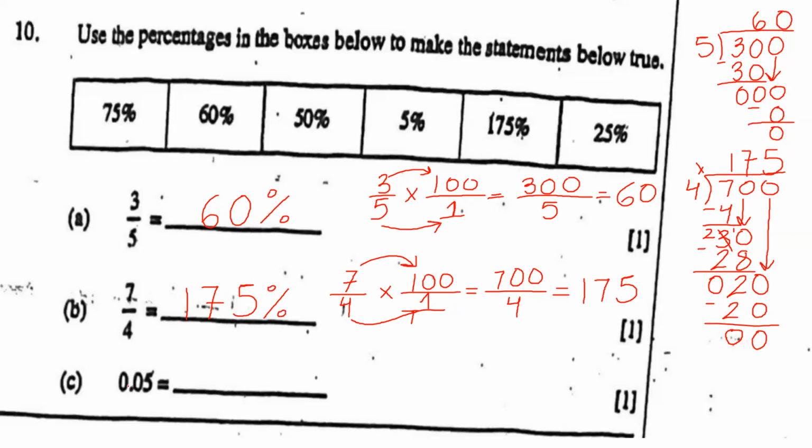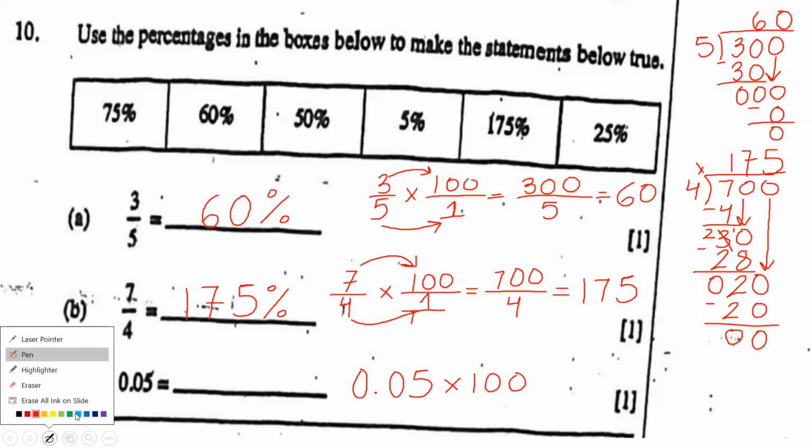Finally, we have this decimal, 0.05. How are we going to change the decimal into a percentage? In the same way that we did by changing the fraction to a percentage, we're just going to multiply by 100. And the cool thing about multiplying a decimal by 100 is that you don't have to do much math. You just have to move the decimal point twice. So when we have 0.05 multiplied by 100, the rule says that if you are multiplying by 100, all you need to do is move the decimal place to the right twice.